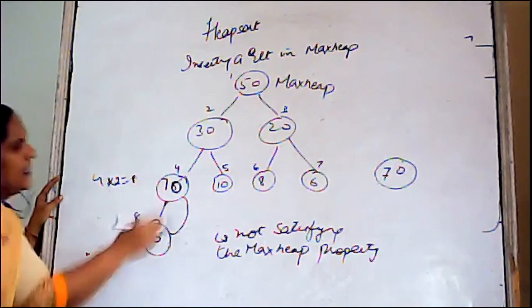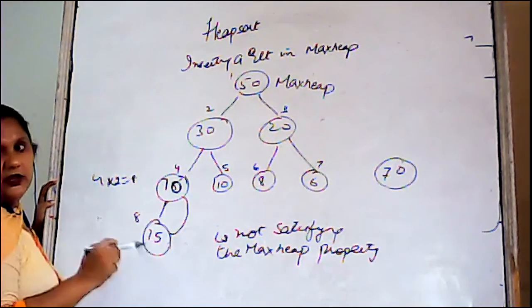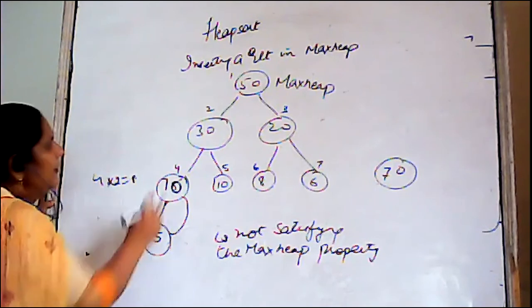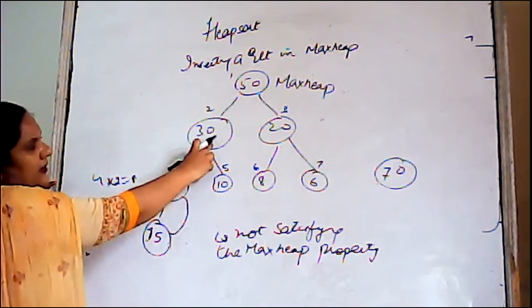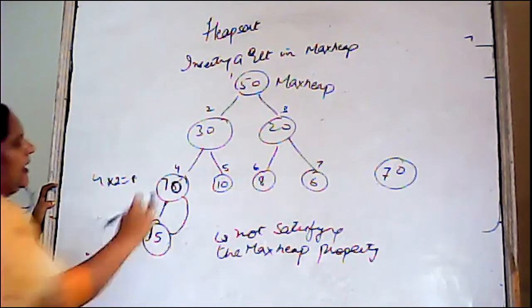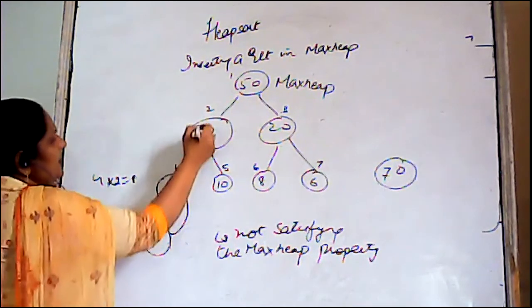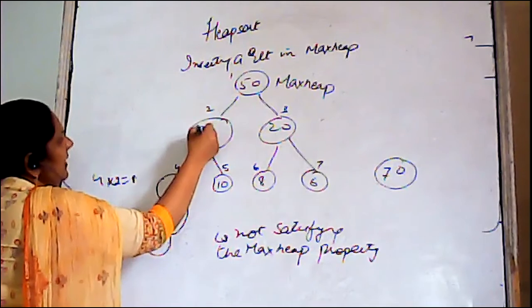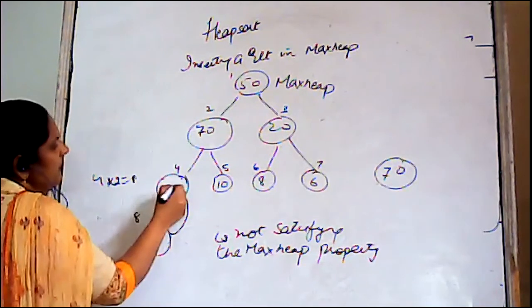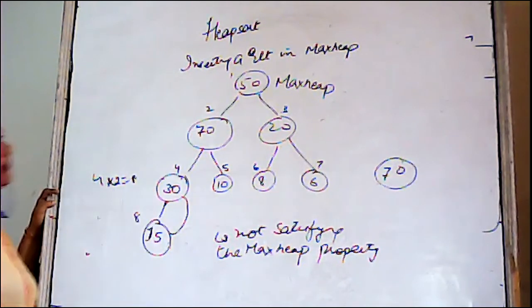Okay. Now you again see whether it is satisfying the max heap property. No, since 70 is bigger than 30. Fine. And you will swap 30 with 70 because 30 is smaller than 70. Now you put it this way: 70, 30, and 15.